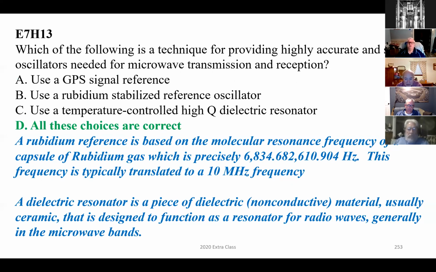A rubidium reference is based on a molecular resonance frequency of a capsule of rubidium gas, which is precisely 6,834,682,610.9004 hertz. This frequency is typically translated to a 10 megahertz frequency. A dielectric resonator is a piece of dielectric, non-conductive material, usually ceramic, that is designed to function as a resonator for radio waves, generally in the microwave bands.